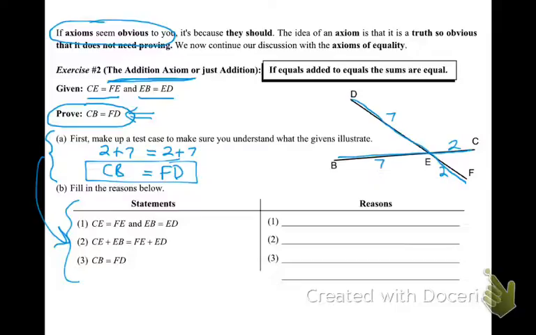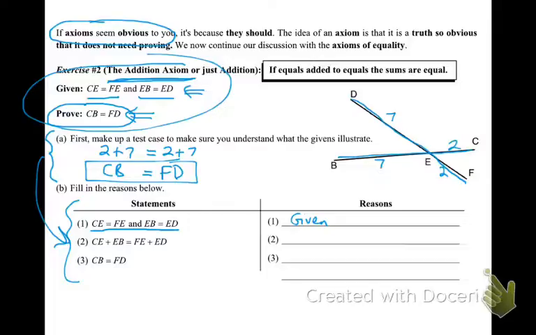So let's look at this proof. The first line here in our proof is CE is equal to FE and EB is equal to ED. Now the question we always ask ourselves in these proofs is why we can write that statement. If you look back up to the original problem, we were told that those were true. Those were our givens. So for our reason, we're going to write given. Those statements are given to us, and that's why we know that they're true.